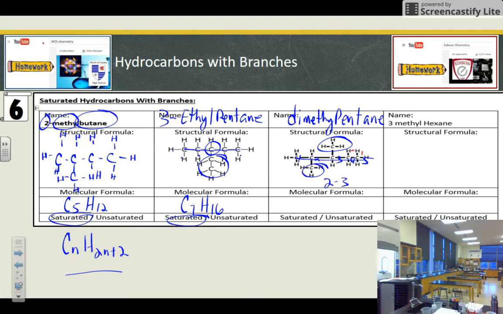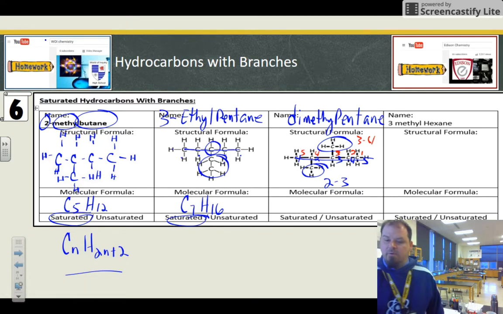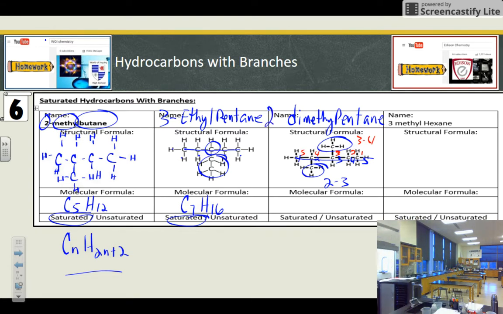Do the whole thing though. 1, 2, 3, 4, 5. If I count from the other direction, I got a 3, 4 methyl. And same rules apply: lowest number wins. So lowest number wins means I get 2, 3 dimethyl. 2, 3 dimethyl wins. This again is C7H16. This is saturated. Boom.